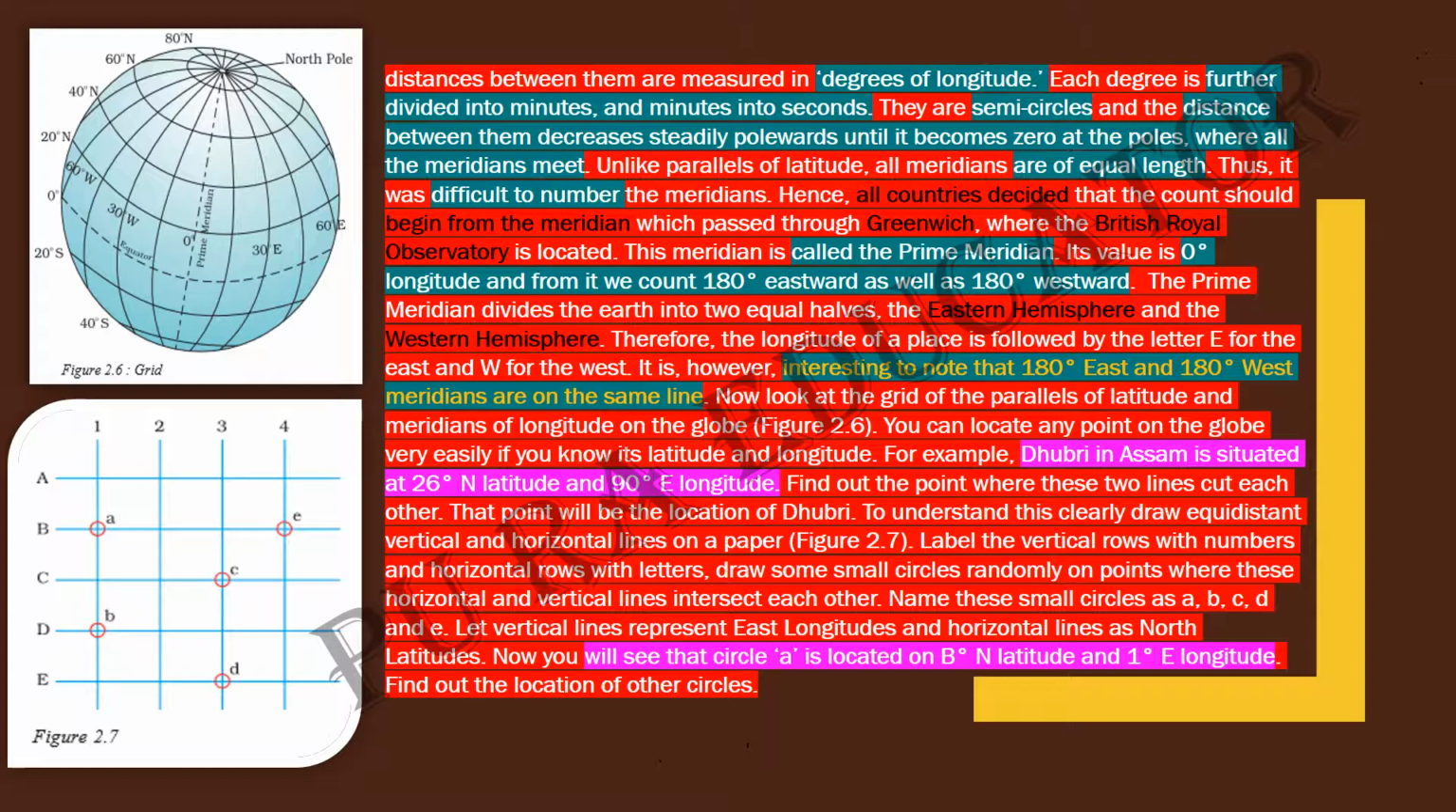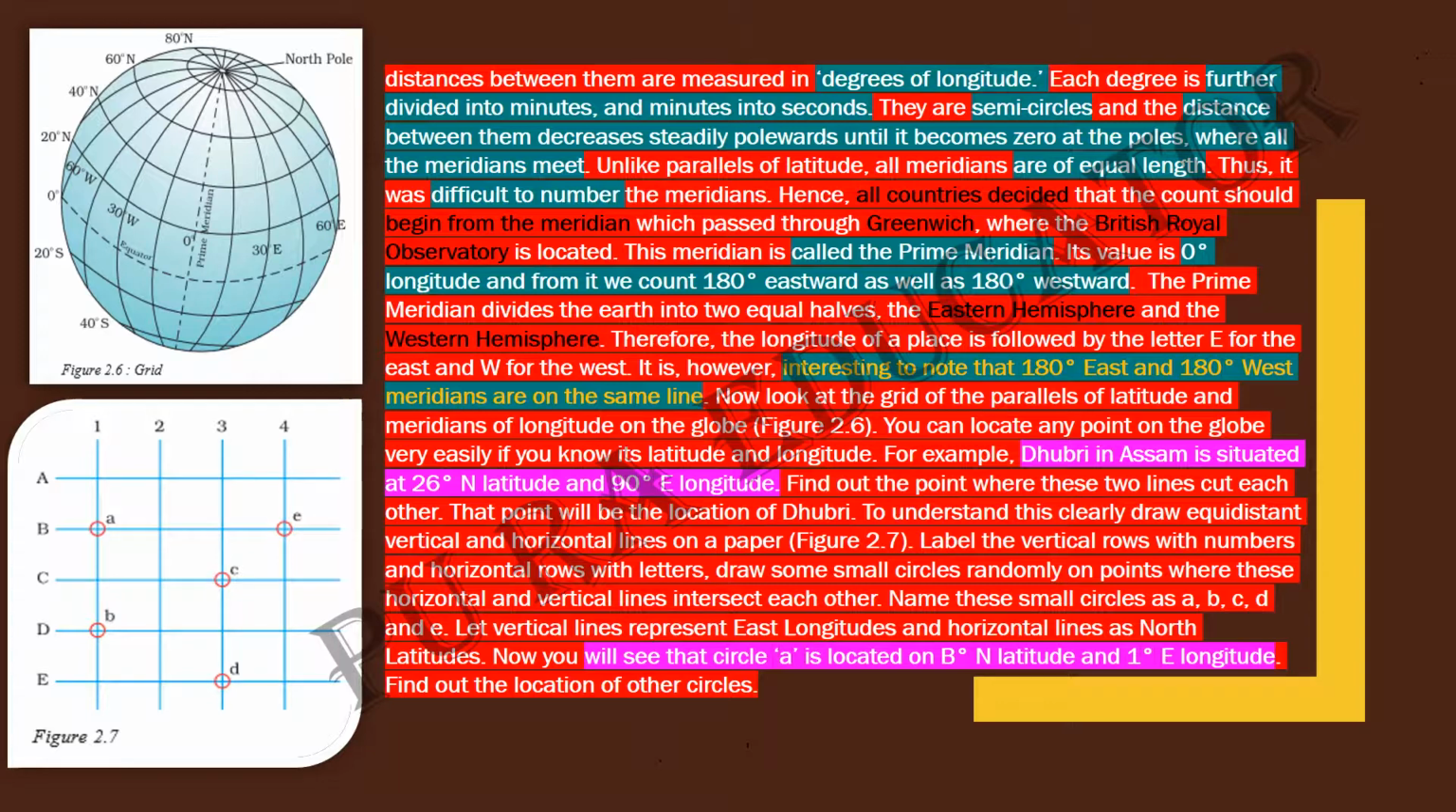So friends, now we'll see the grid diagram where with these lines we can locate any place exactly with the help of latitudes and longitudes. For example, Dhubri in Assam is located at 26° north latitude and 90° east longitude. You will locate Dhubri in Assam on the grid diagram in picture 2.6.